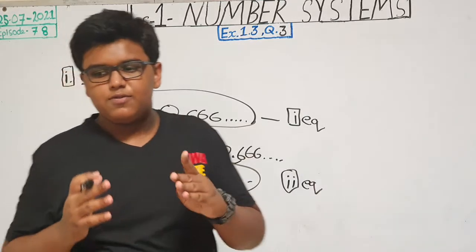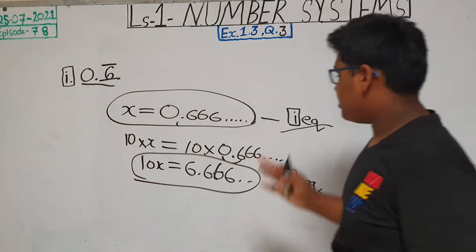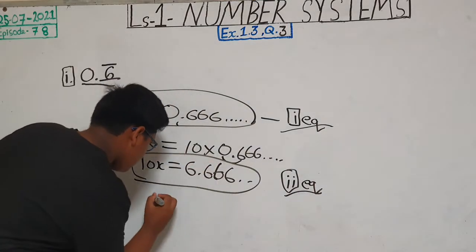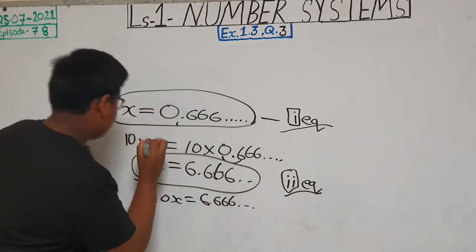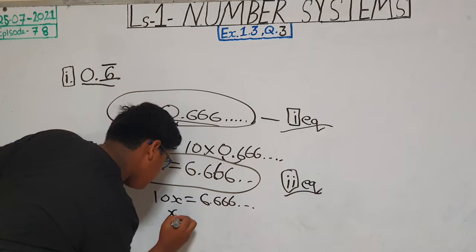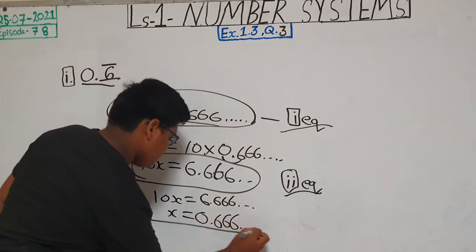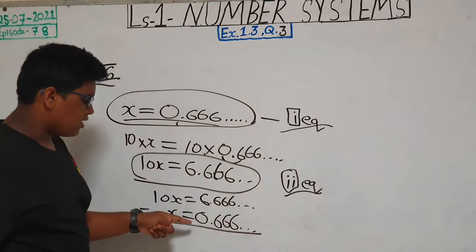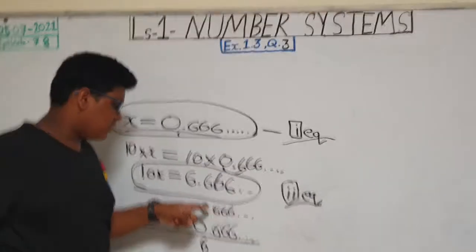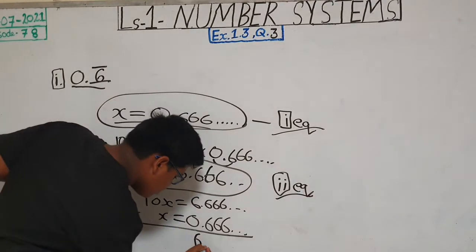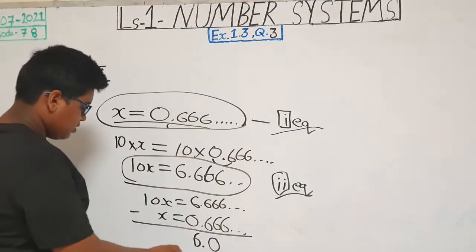Now the next step is to subtract the first equation from the second equation. The bigger equation is 10x equals 6.666 and continues, and we write x equals 0.666 bar. Now we subtract. 6 minus 0 is 6. Then when we subtract 666 and 666, we get 0. So this will be 6.0.